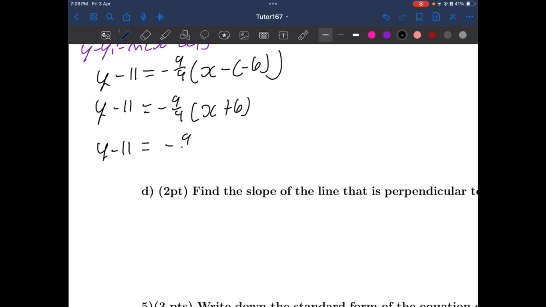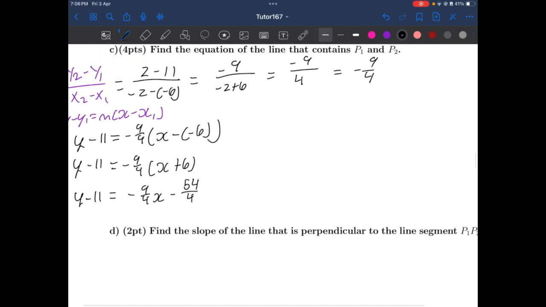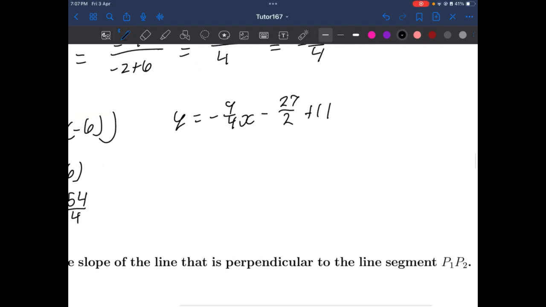Y minus 11 equals negative 9 over 4 x, and 9 times 6 is 54. So that'll be minus 54 over 4. Okay. So transposing 11, that's y equals negative 9 over 4 x. Both these numbers are divisible by 2, so let's simplify that. 54 divided by 2 is 27. So that'll be minus 27 over 2 plus 11.